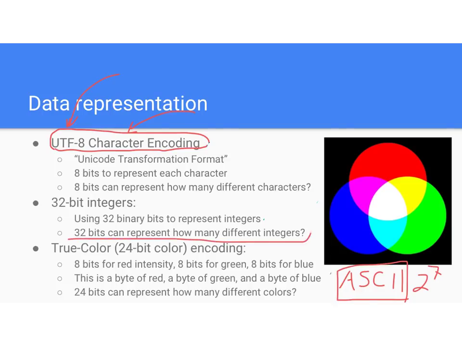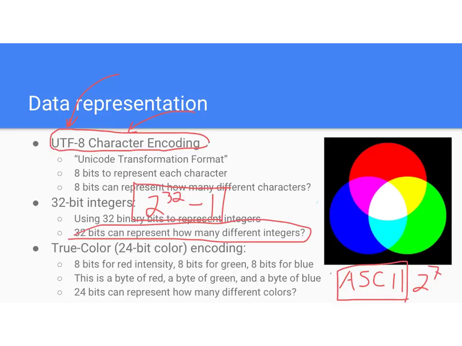32 bits can represent 2 to the 32nd power different integers. That's a lot of different integers. If you want to know the biggest integer that you can represent using 32 bits, it would be 2 to the 32nd minus 1. That's the biggest binary integer that you can represent using 32 bits. It's a really big number. You can try typing it into your computer or into your calculator. It's big, though. It's a very big number.